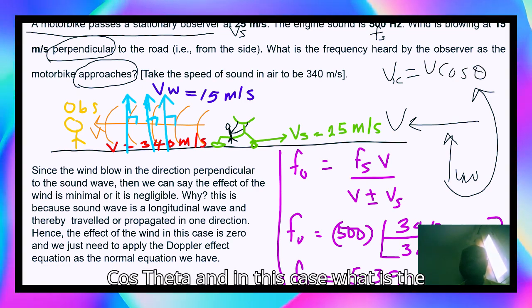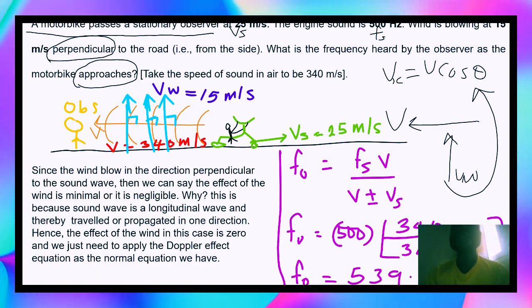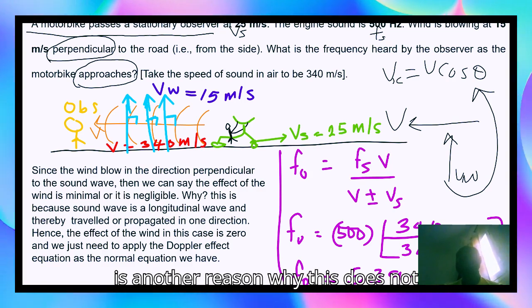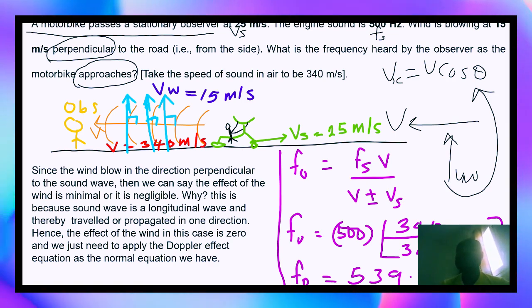And in this case, what is the cos theta? Because of perpendicular, theta is 90. If you take cos 90, you will realize that it will give you 0. That is another reason why this does not have effect. The wind does not have effect on the speed of the sound.